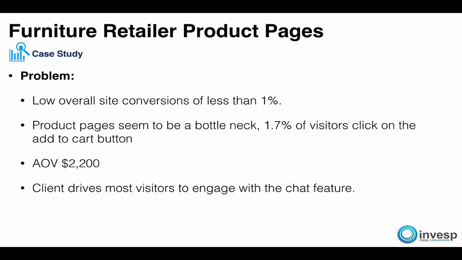Some of the problems we faced with this furniture retailer on their product pages in particular was a low overall site conversion of less than 1%. The product pages seemed to be a bottleneck. 1.7% of visitors were actually clicking on the add to cart. That's a very small number. And the average order value on the site was $2,200.